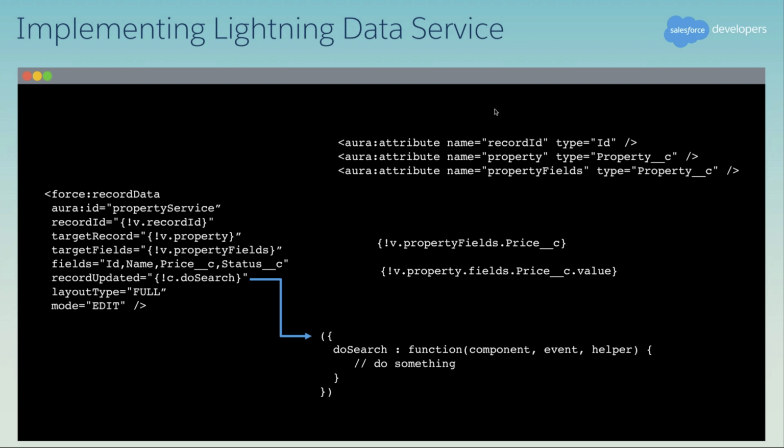So whatever we have stored there in either target record or target fields, we're going to begin to watch that data. And when that data changes, is updated, then we can fire a client-side JavaScript function, in this case, do search. So this function in our client-side controller, in the component, will fire whenever it sees that record being updated.